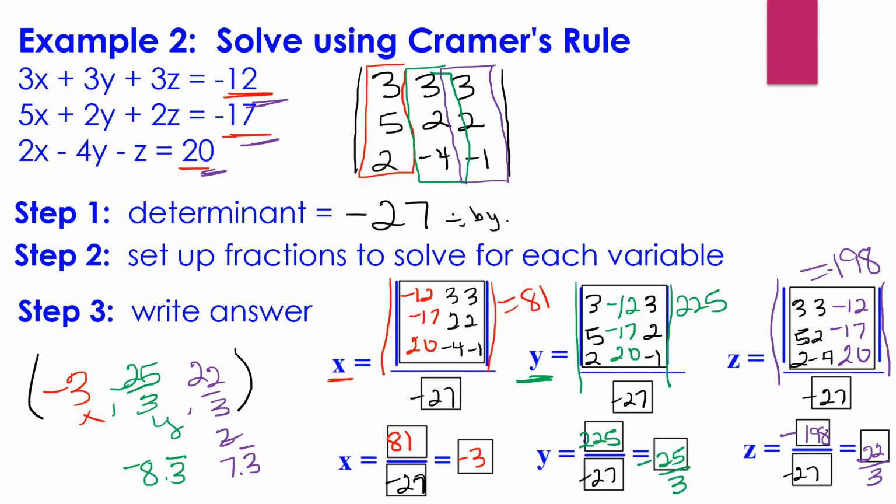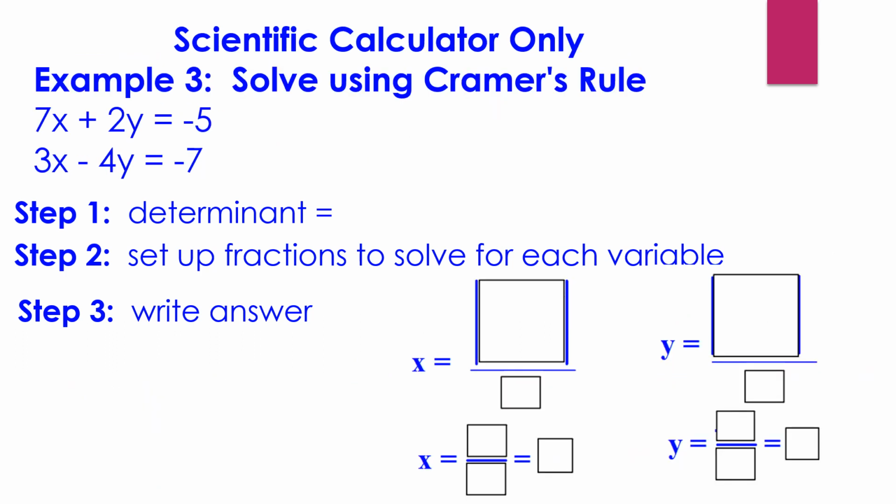All right, our last example, we're going to roll through this one. It's a 2 by 2. We get to do all of this work without using the calculator. It says you can use a scientific calculator, but we can do a 2 by 2 determinant in our heads. Piece of cake. So the coefficient matrix is 7x plus 2y, so 7, 2 for the first row, and 3x minus 4y for the second row.